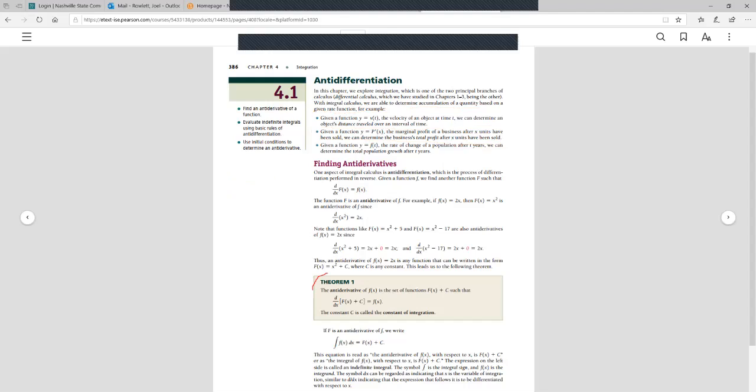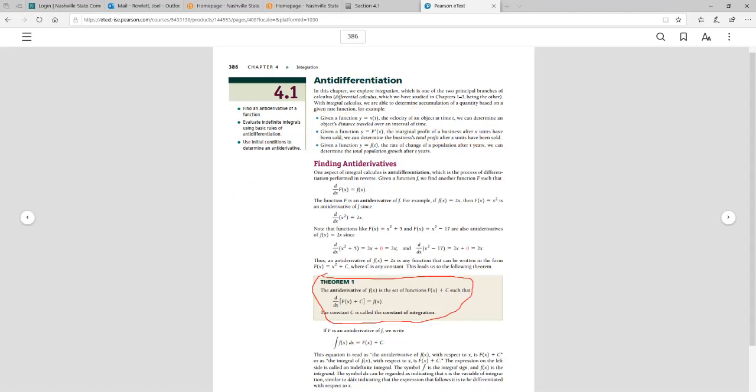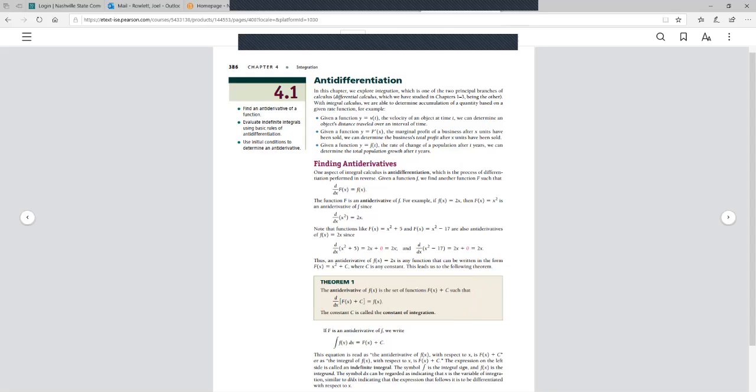Theorem 1 says that the antiderivative of f of x is the set of functions capital F of x plus c such that the derivative of capital F of x plus c is equal to f of x. The constant c is called the constant of integration. And you're probably looking at this theorem and saying, okay, this is fairly complex. But once we get into it, I think you'll see that it's a lot simpler than it appears to be at first glance.